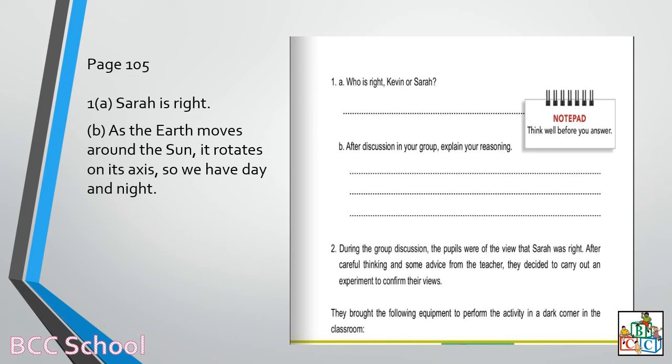Now let us see number 2. During the group discussion, the pupils were of the view that Sarah was right. After careful thinking and some advice from the teacher, they decided to carry out an experiment to confirm their views. So the pupils are going to carry out the experiment. They brought the following equipment to perform the activity in a dark corner in the classroom.